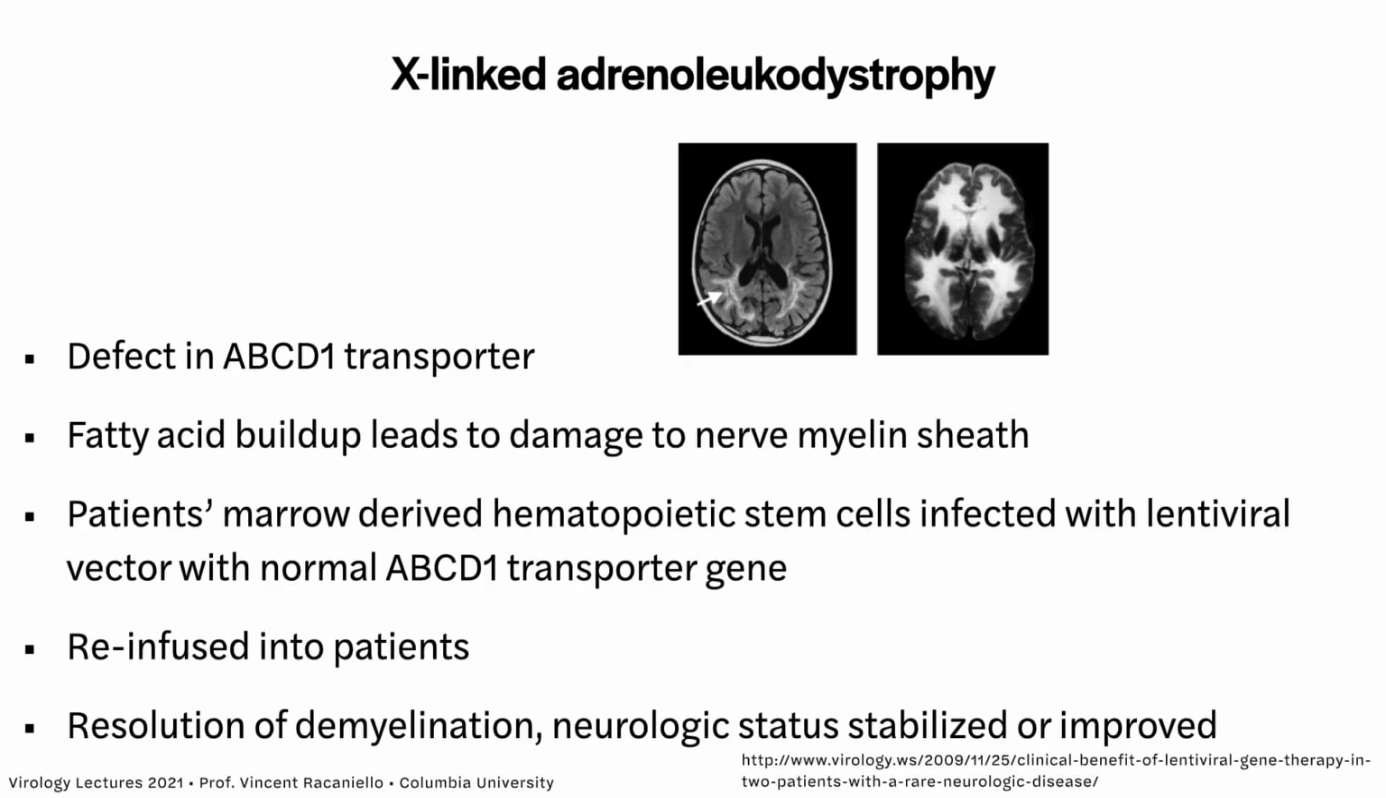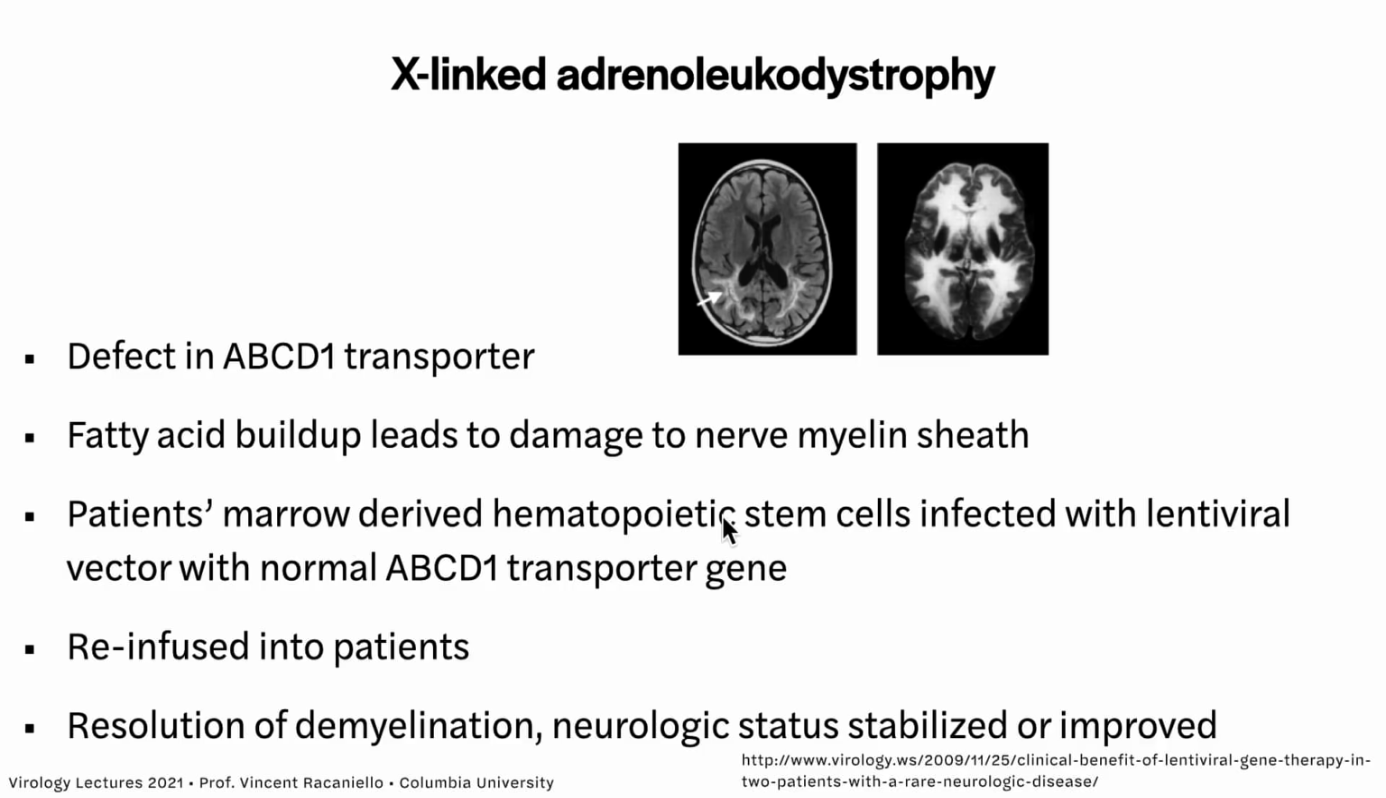X-linked adrenoleukodystrophy is another example of good gene therapy. This is a disease where you have a defect in a transporter called ABCD1, which leads to fatty acid buildup and damage to the myelin nerve sheath. This scan shows these white areas, which are extensive damage to the myelin sheath.